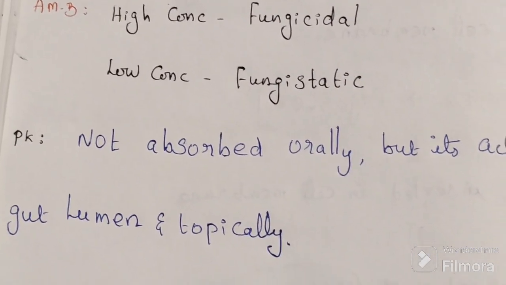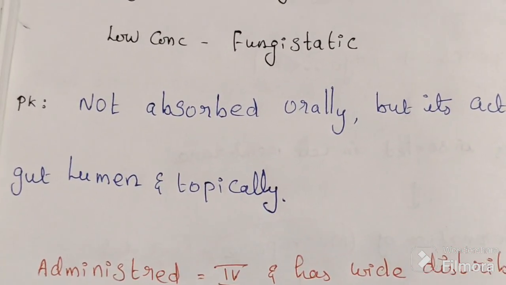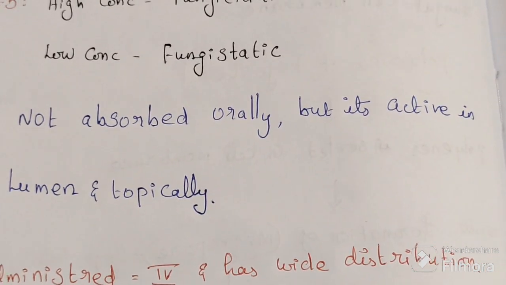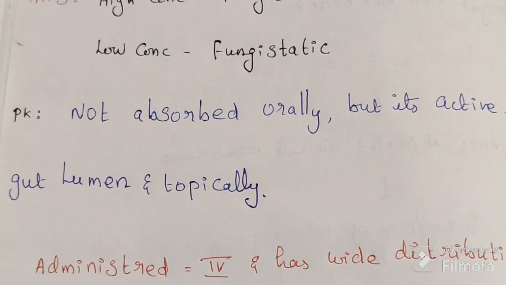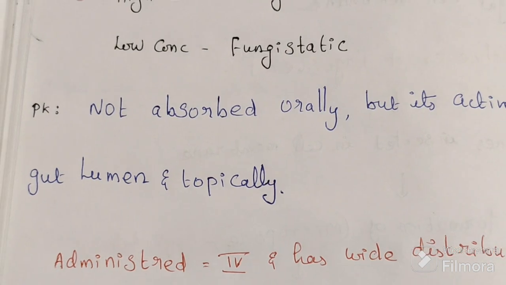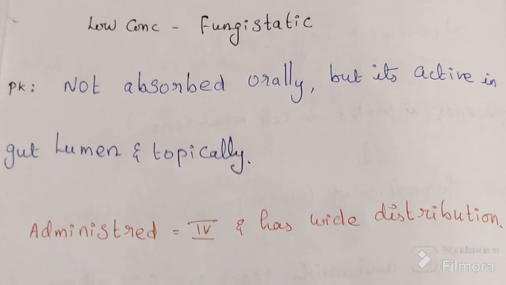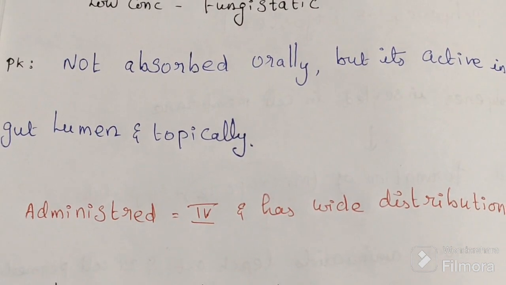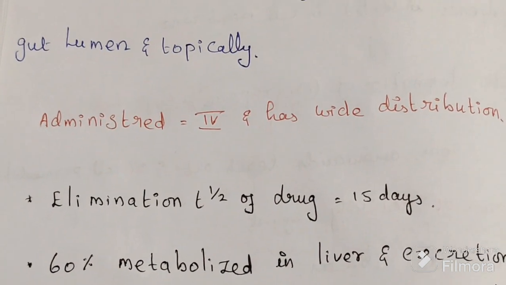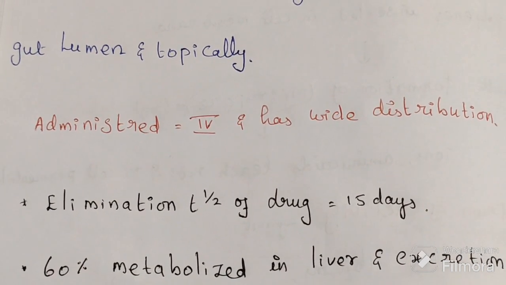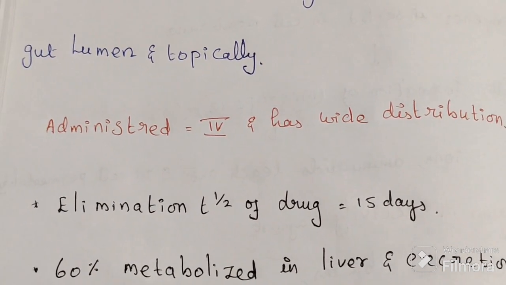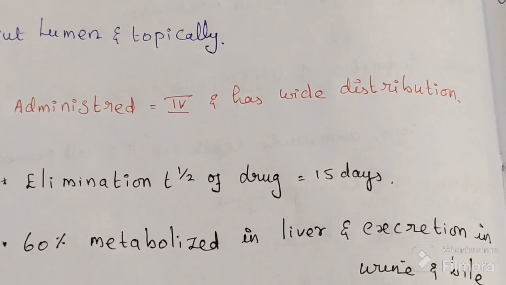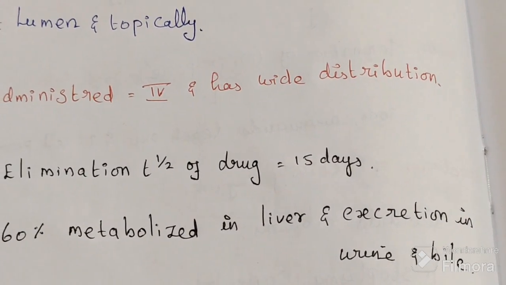Now the pharmacokinetics of amphotericin B: it is not absorbed orally, but it is active in the gut lumen and topically. It is administered by the IV route and has a wide distribution. The elimination half-life is 15 days, and 60 percent of the drug is metabolized in the liver and excreted in urine and bile.